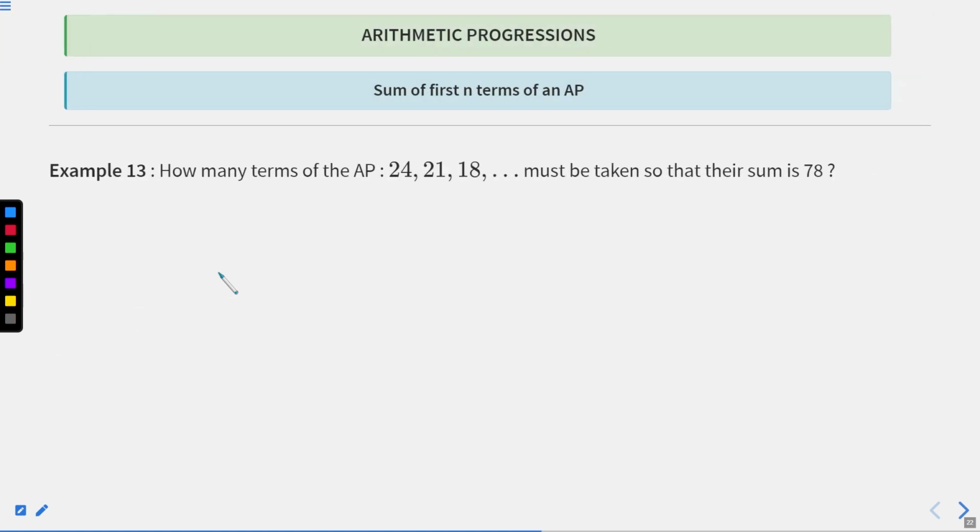Now let us move to the next example. In this example we are asked how many terms of the AP 24, 21, 18, and so on must be taken so that their sum is 78. So in this example we have to find how many terms of this AP must be taken so that their sum is 78.